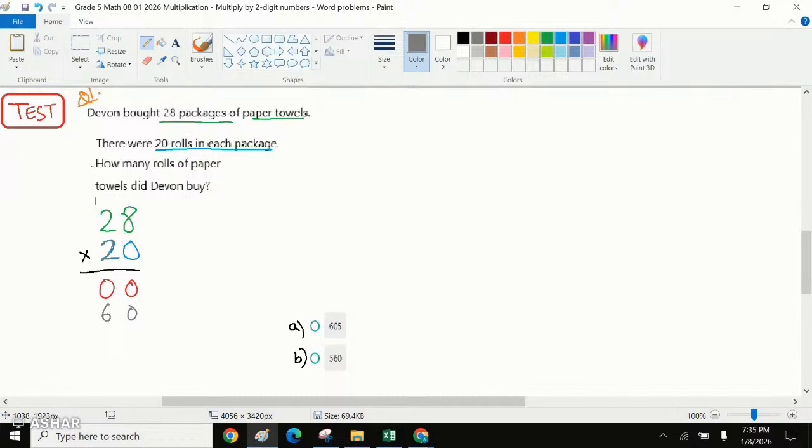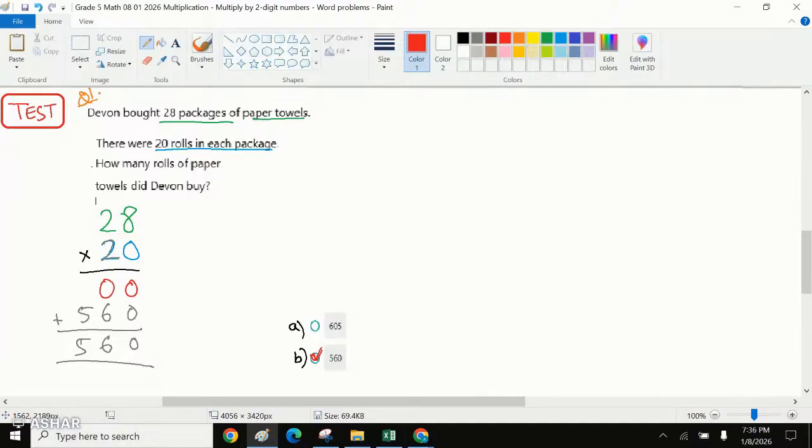2 multiplied by 2 is a 4, and 4 plus 1 is 5. Okay, when we add them together, this is 0, 0. 0 plus 0 is 0. 0 plus 6, and this is 5. So we can say the answer is option B. Yes, thank you, Manu. The option is option B, that is 560.